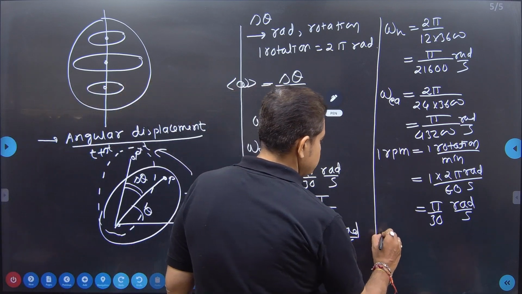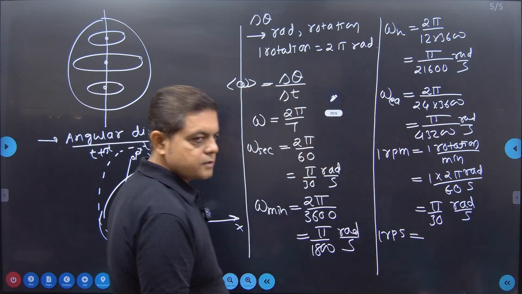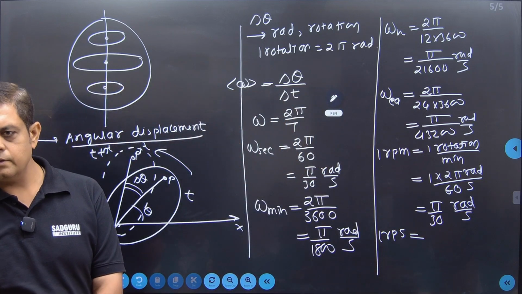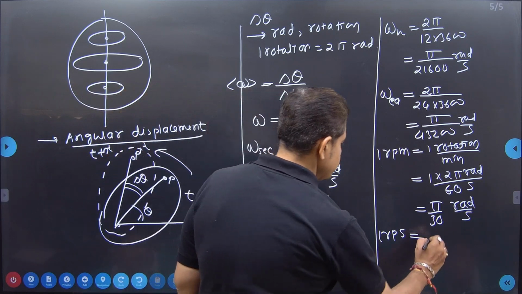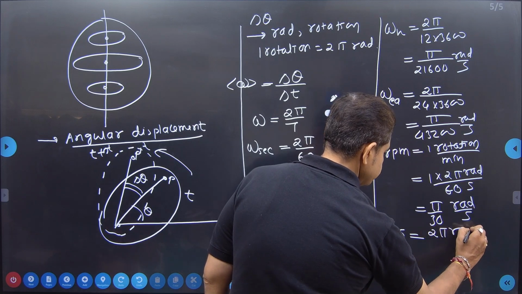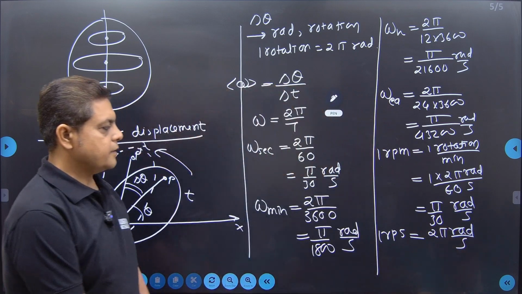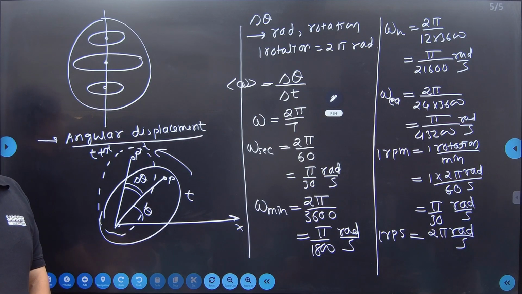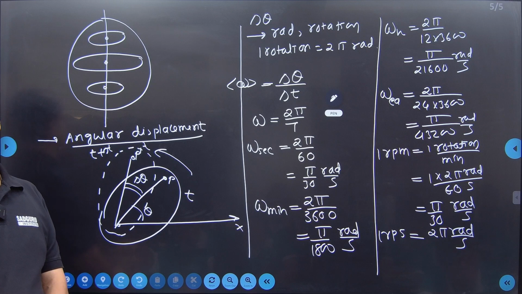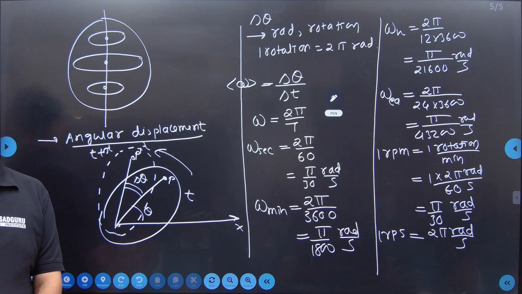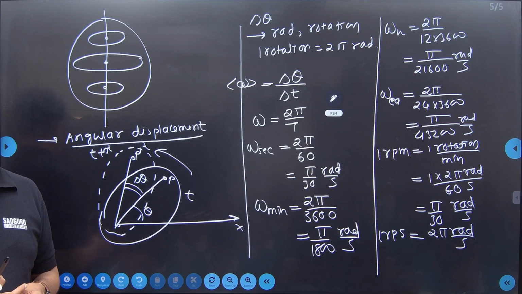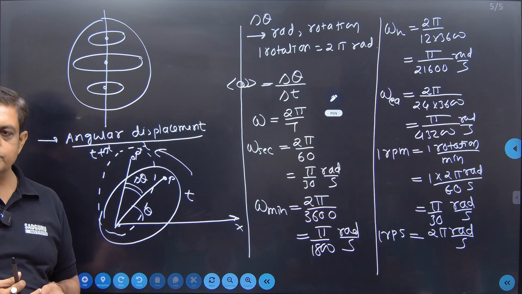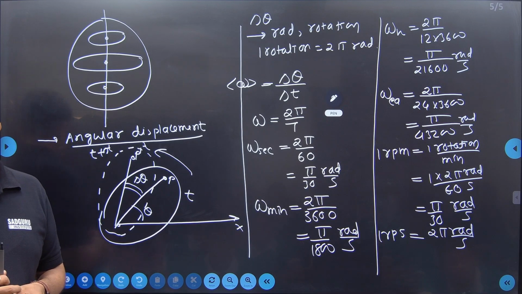Similarly, if I represent omega in RPS, that is rotation or revolution per second, then one rotation is 2 pi radian, and the denominator is already seconds, so it is 2 pi radian per second. Normally, if in a given question omega is in RPM or RPS, and theta is in radian, you have to convert this RPM or RPS into radian per second. Clear?